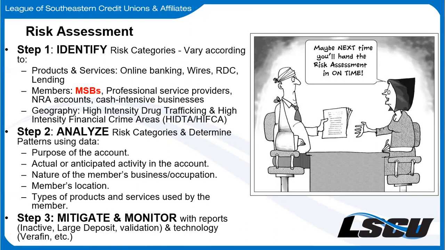Also with location, many times credit unions have plenty of safeguards around this item, but also consider products and services used by that member. After we analyze in step 2, we can then move down to risk mitigation and monitoring through any reports we're able to run manually through our core, including inactive or large deposit reports, and monitoring with any technology we may have, including Verafin or Yellowhammer.